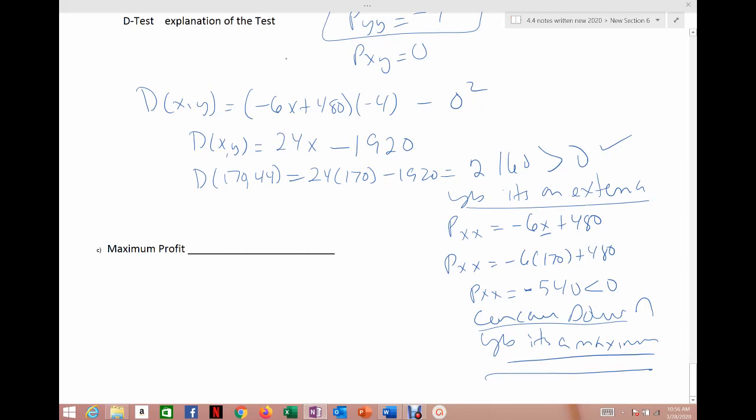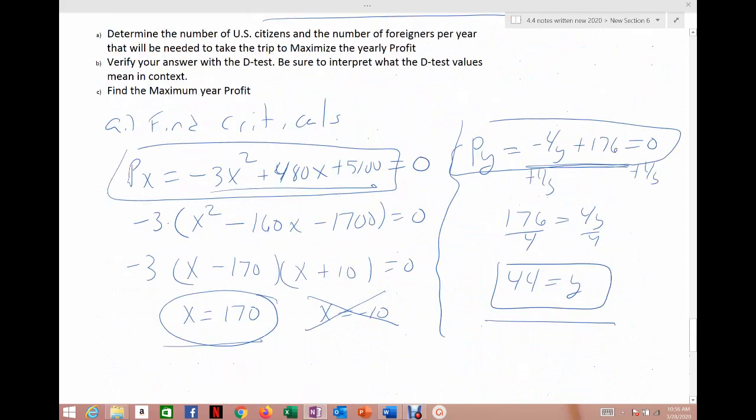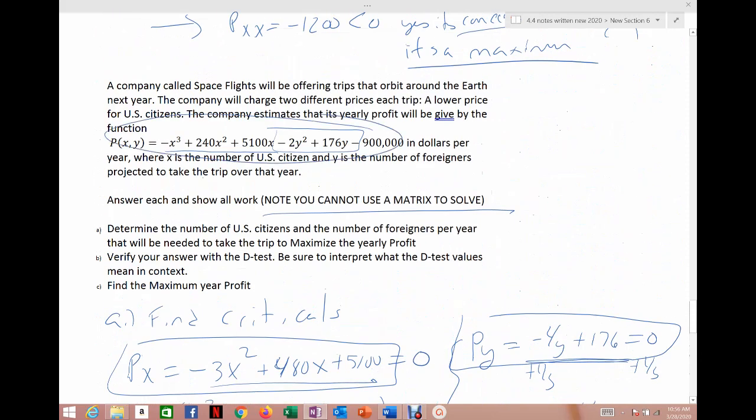And then the last thing is to find the maximum profit. So you go back to the original profit function, plug in your 170 for x and your 44 for y, and again, it's going to come out in dollars. Just make sure you're careful when you plug it in. I do believe it comes out to a fairly large number. X is 170, y is 44.